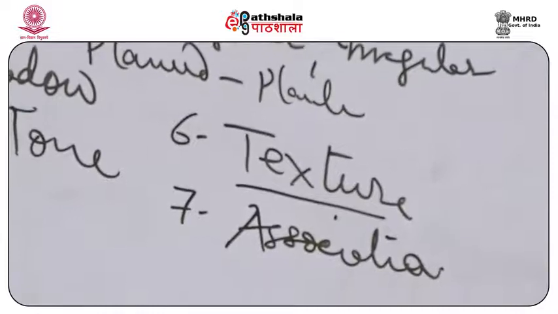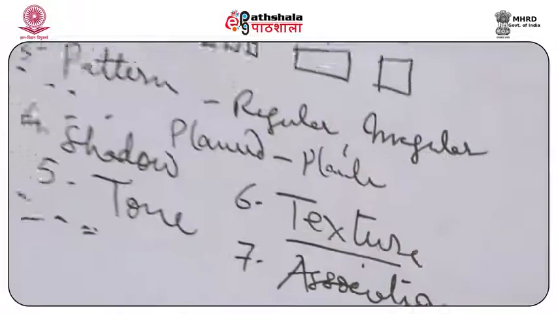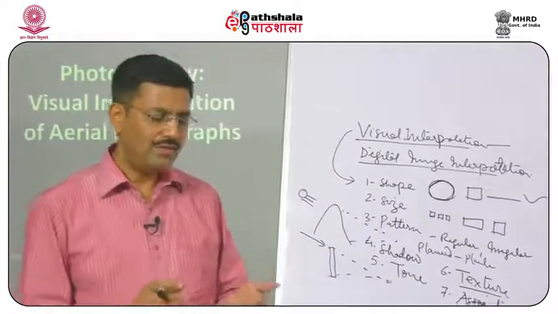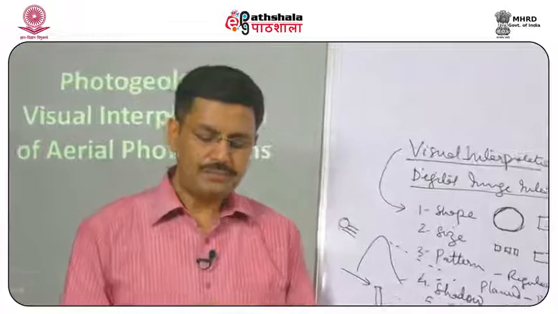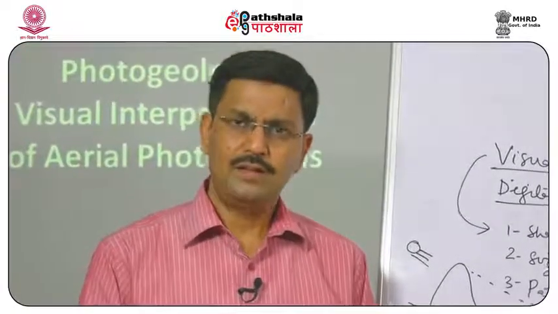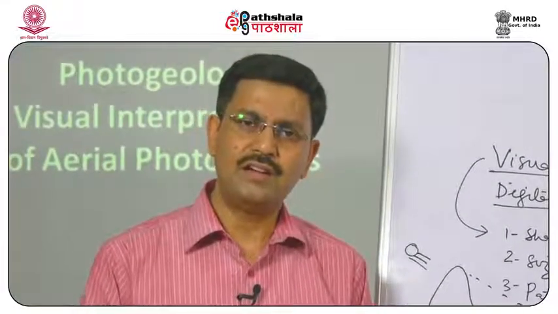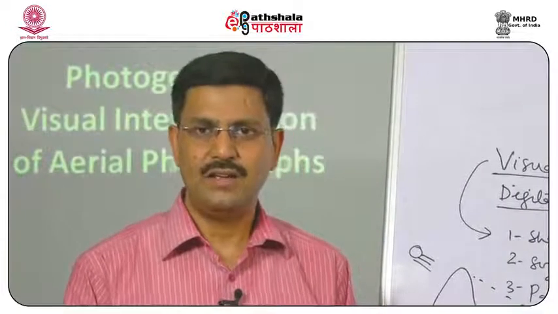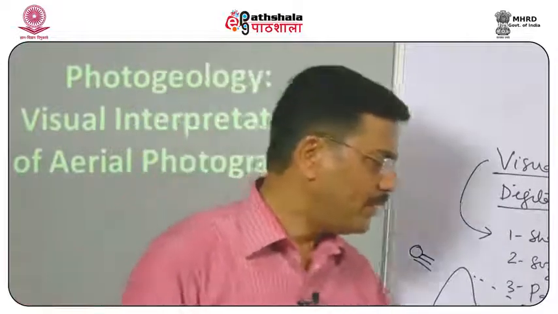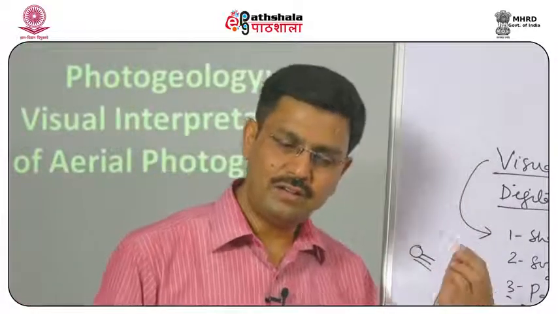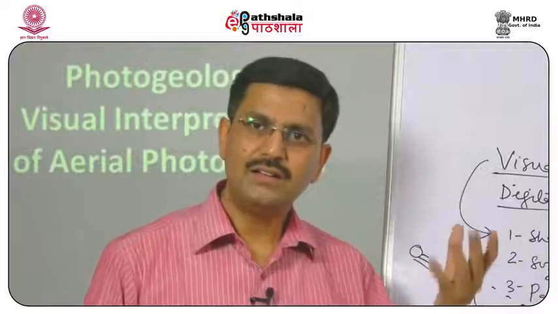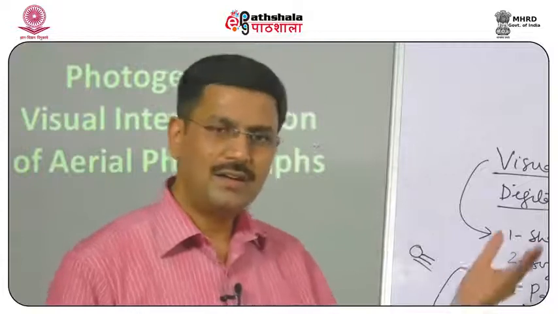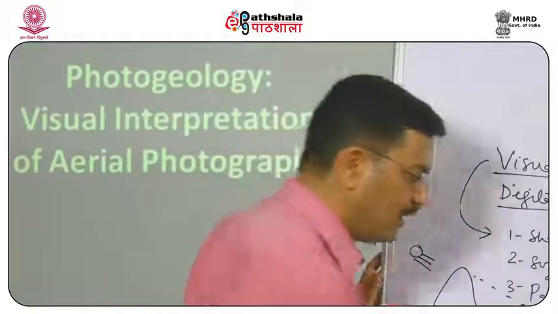The moment I say association, that means a particular object is associated with some other particular object. How? Say for example, alluvial soil. I cannot say alluvial soil in a desert area, because alluvial soils are formed in the floodplain. So, association is very important. The association of alluvial soil is with the rivers. The association of desert sandy soil is with the desert.